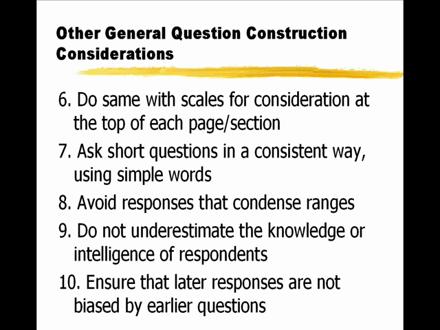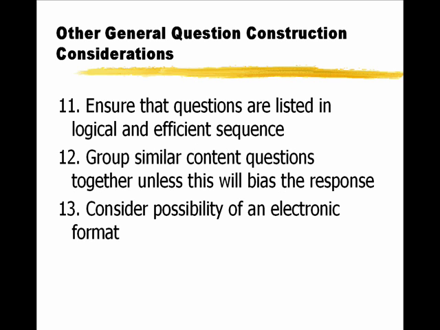Don't assume that they know something. Ensure that later responses are not biased by earlier questions. That's a good one there. Ensure that questions are listed in logical and efficient sequence. This is going to kind of go along with number 12 too. Group similar content questions together unless this will bias the response.